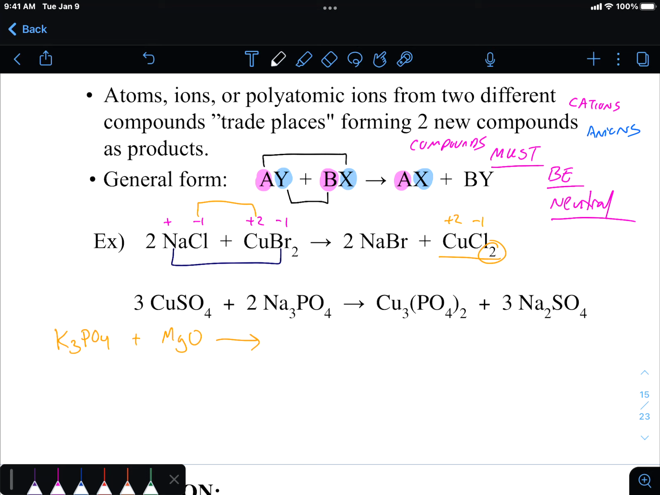So the first thing you need to do is look up the charges. You can't do anything until you look up the charges. And then you're going to reassemble the formulas. What's one of my formulas for the products?